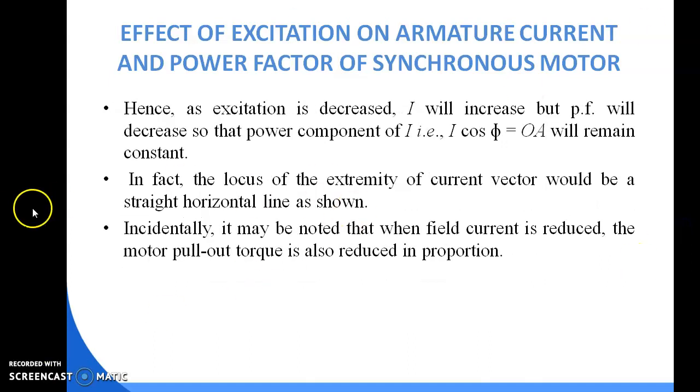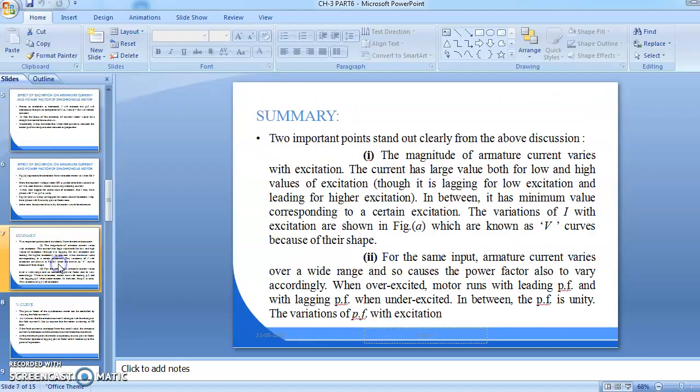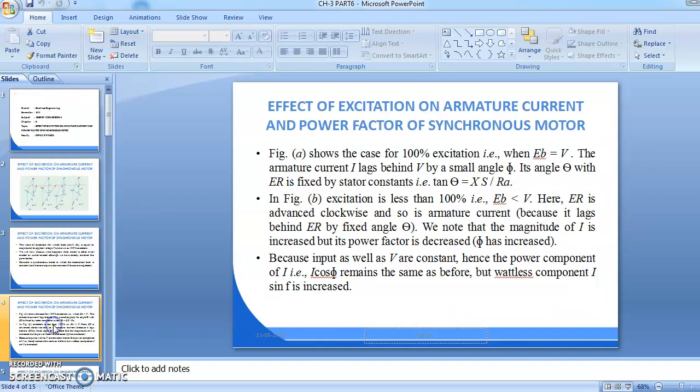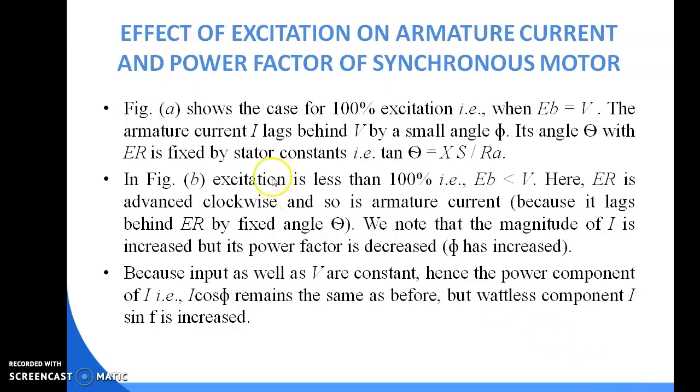Now, going to figure 2. What does figure 2 express? We will discuss it now. The first figure says that the case of 100% excitation, already discussed, is the case of EB equal to V. The armature current I lags behind V by a small angle phi. Its angle theta with ER is fixed by the stator constants, that is tan theta equals XS by RA.